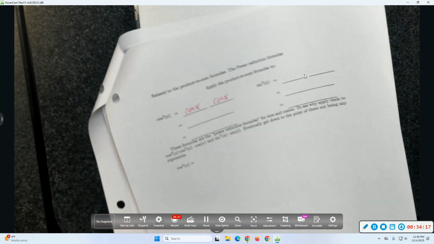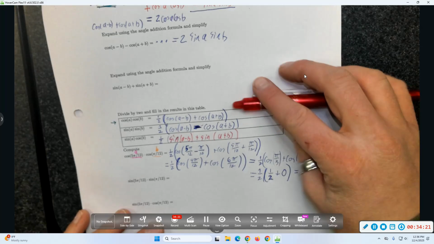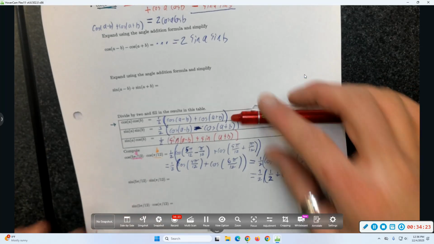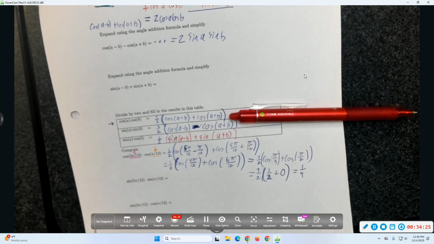And maybe here's what I'll do. I'll let you stay on this page. I'll flip back to what the product to sum formula says, and then I'll go to the board, and then I'll go back to the paper.